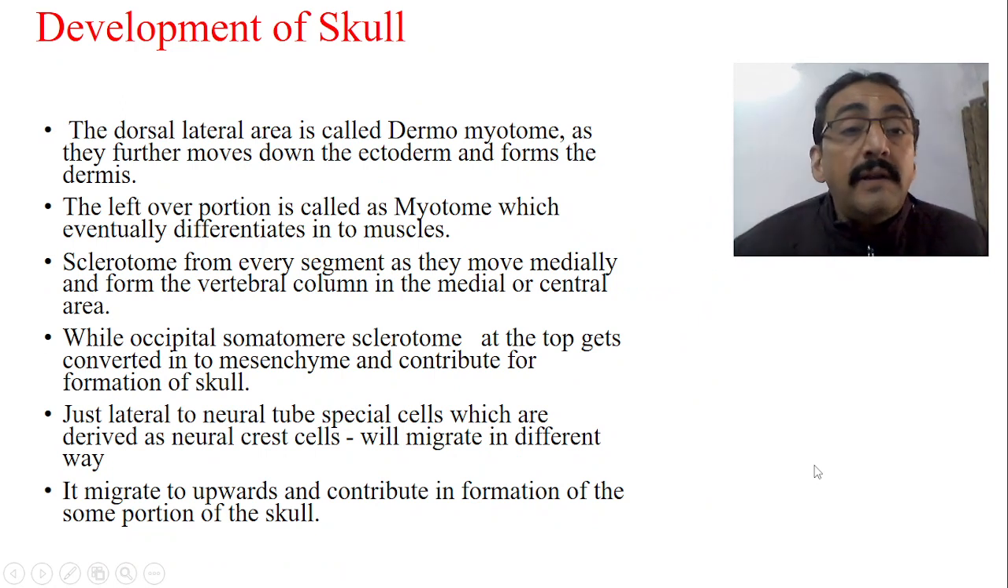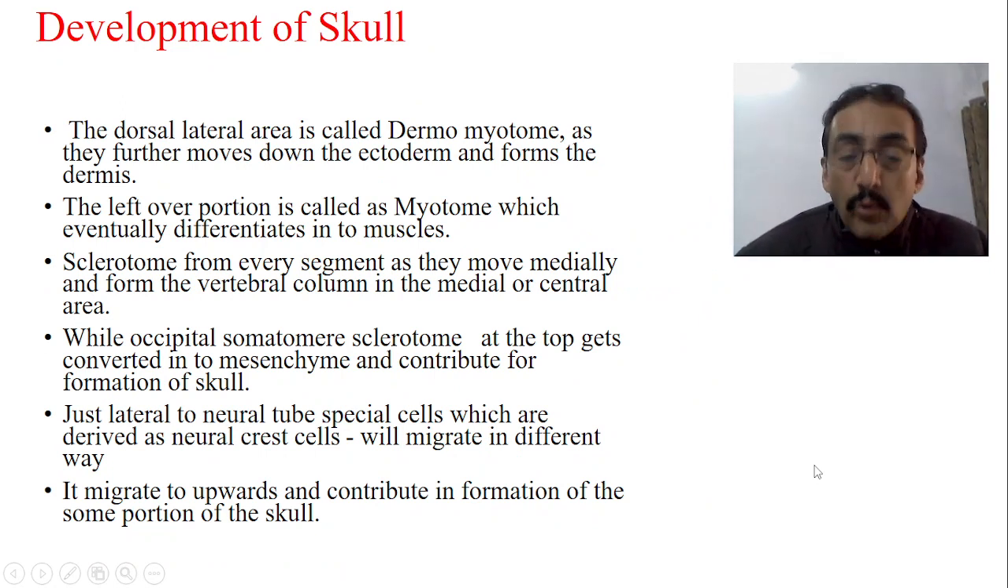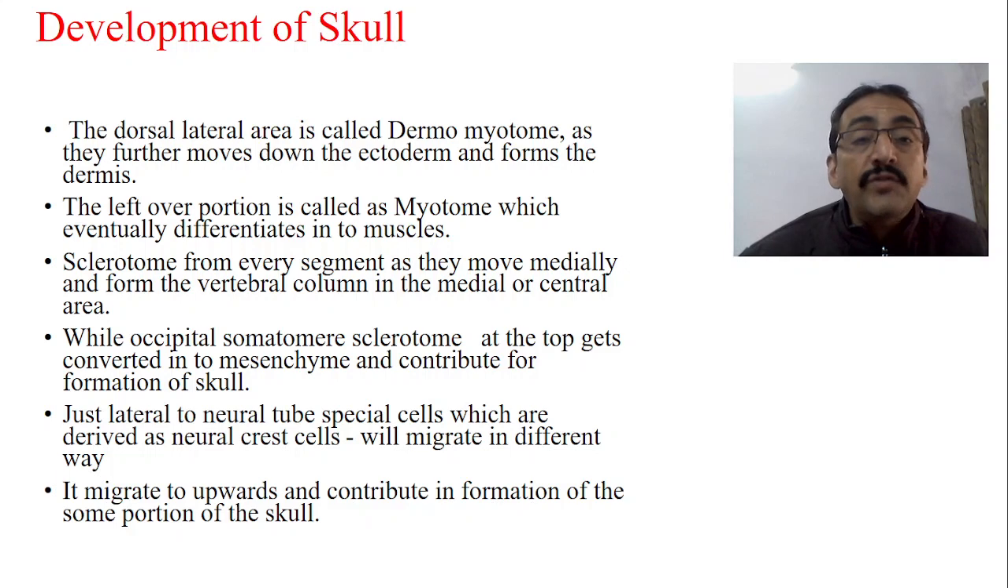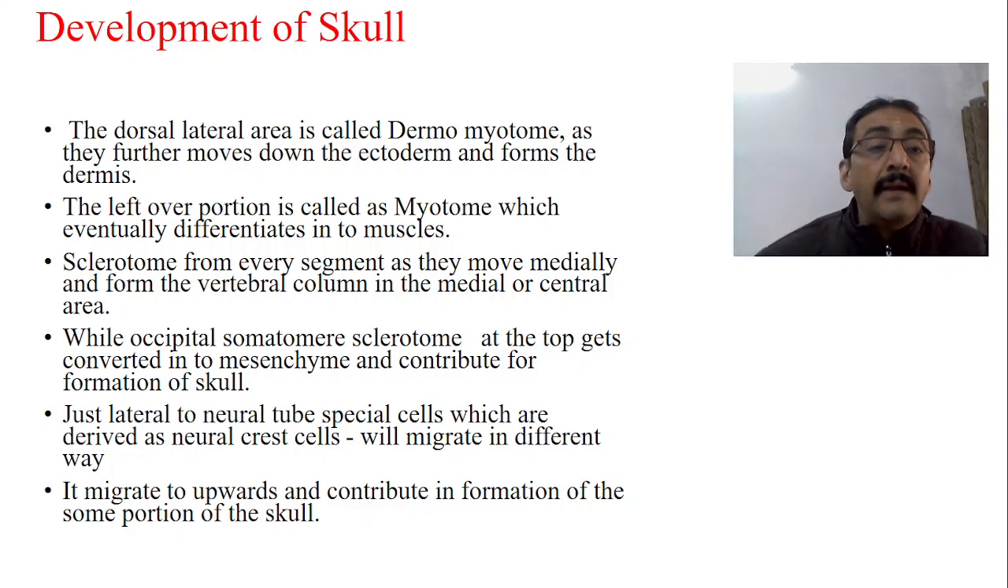Now the dorsolateral area is called the dermomyotome. Part of it moves further out beneath the ectoderm and forms the dermis. The leftover portion is called the myotome, which eventually differentiates into muscles. Sclerotome from every segment moves medially and forms the vertebral column in the central area, while the occipital somitome sclerotome at the top gets converted into mesenchyme and is distributed for the formation of the skull.